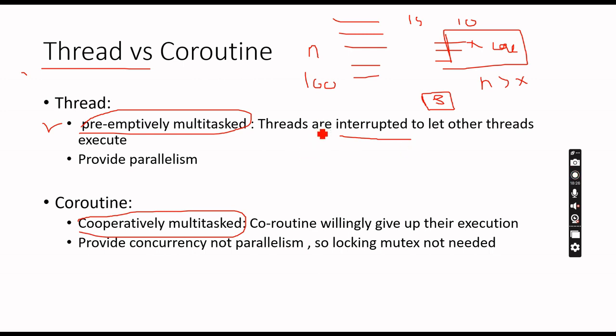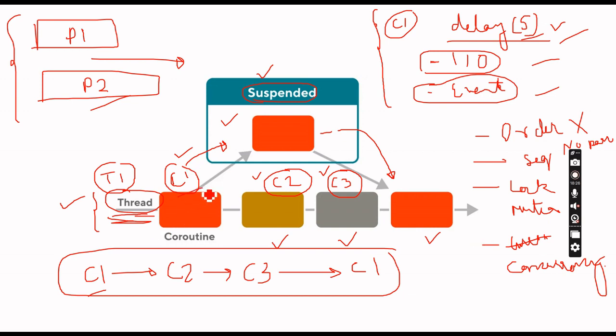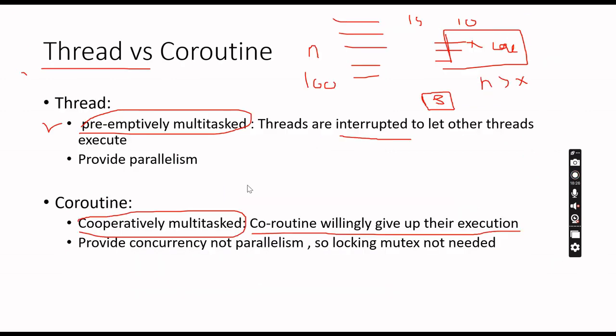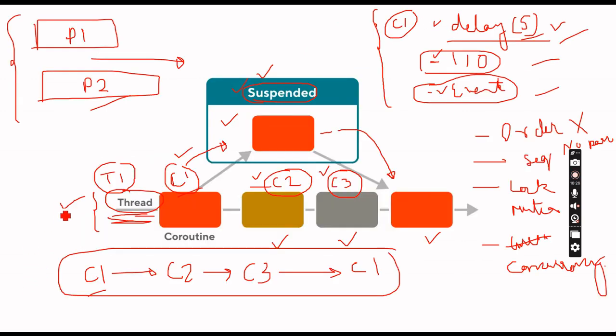This is preemptively multitasked. However, in coroutine, they are not interrupted. They willingly give up their execution. We saw in the earlier example that when C1 enters into a delay function, or an IO request, or is waiting for an event, it gives up its execution and itself enters a suspended state. Then C2 gets to know that C1 has entered a suspended state, the thread is free, so let me execute. So it is cooperatively multitasked. No one comes and tells C1 to enter a suspended state. It willingly enters a suspended state.